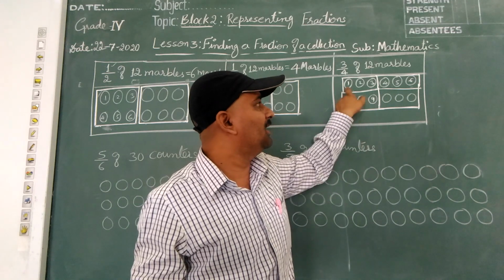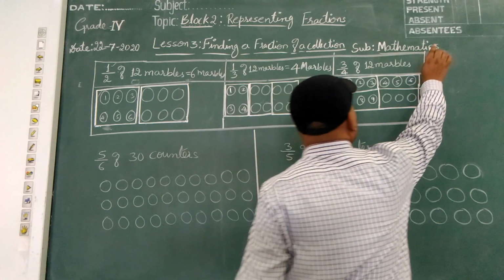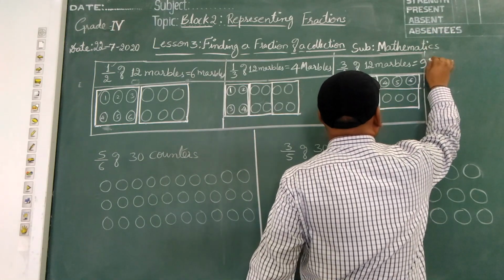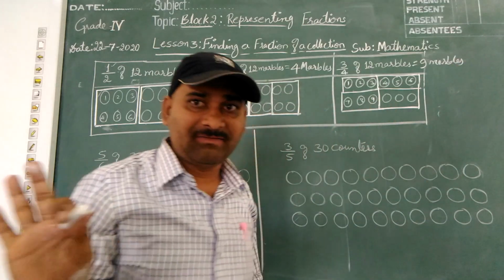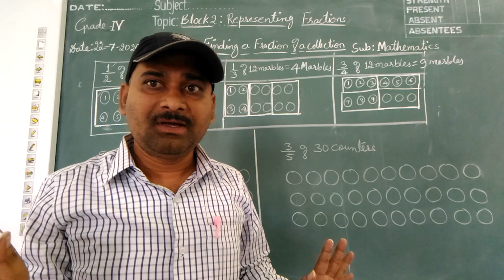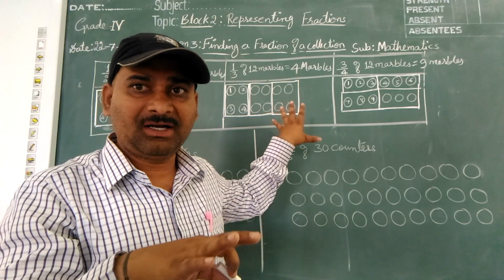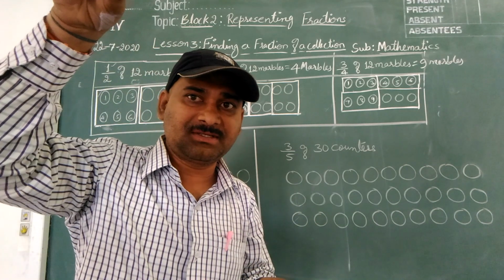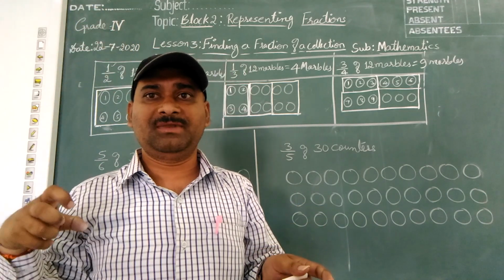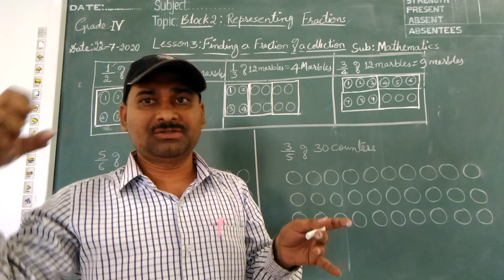In 3 groups, how many marbles are there? 9 marbles. So this answer is what, children? 9 marbles. Now have you understood how to get a fraction from the collection? Denominator tells the number of groups, numerator represents how many groups to select. Select those number of groups from the groups you made.